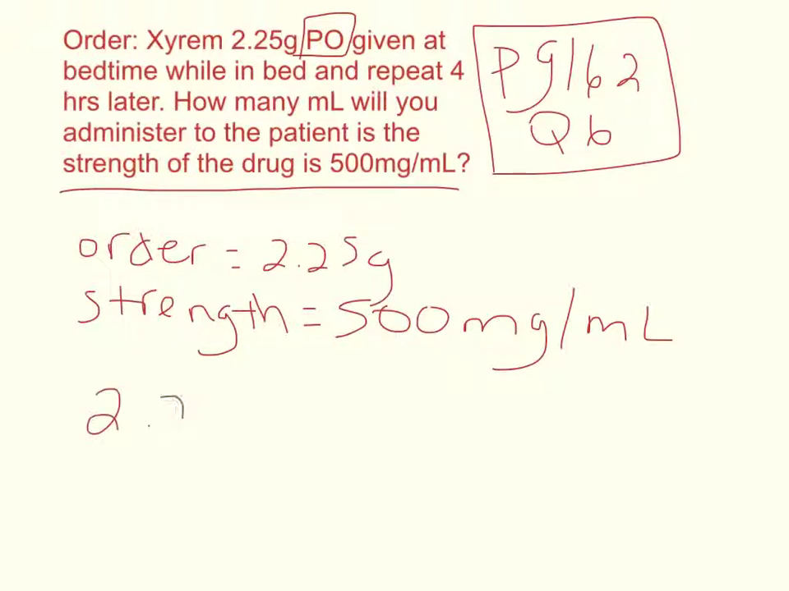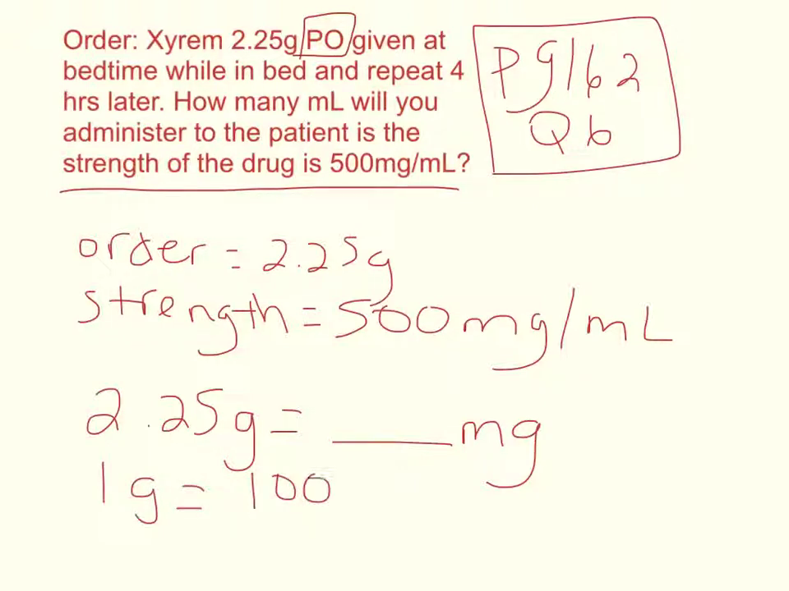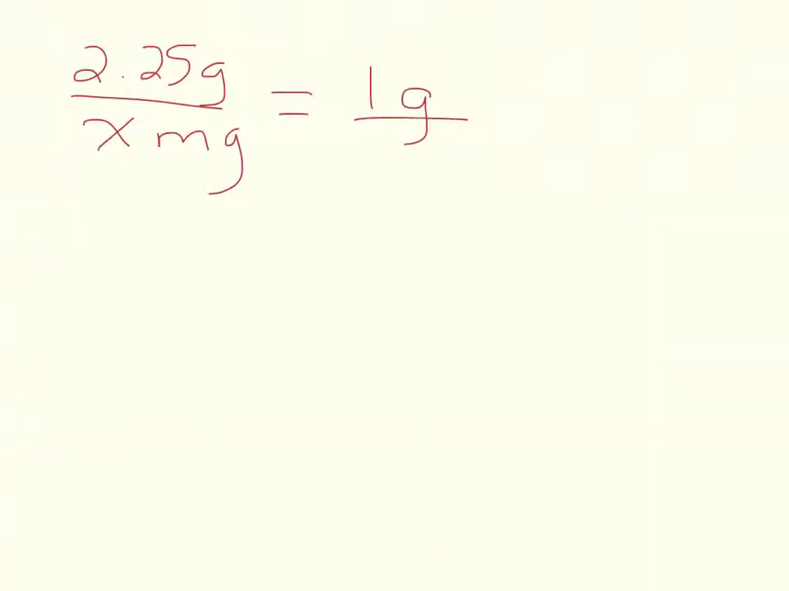So 2.25 grams is equal to how many milligrams? So the unit fraction that we're going to use in order to understand this is 1 gram is equal to 1,000 milligrams. So if we set that up as a unit fraction, what we end up getting is 2.25 grams over a certain amount of milligrams is equal to 1 gram over 1,000 milligrams.